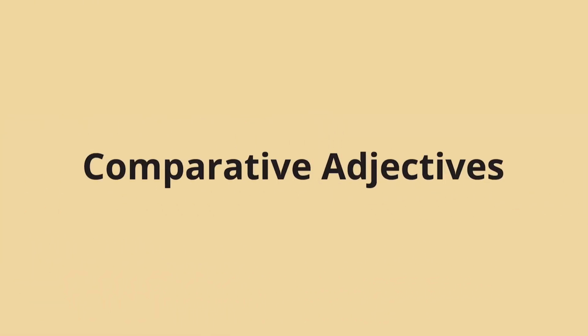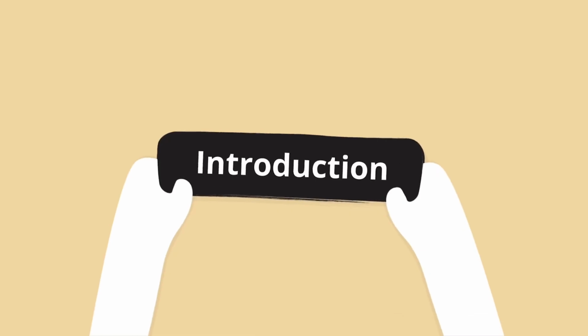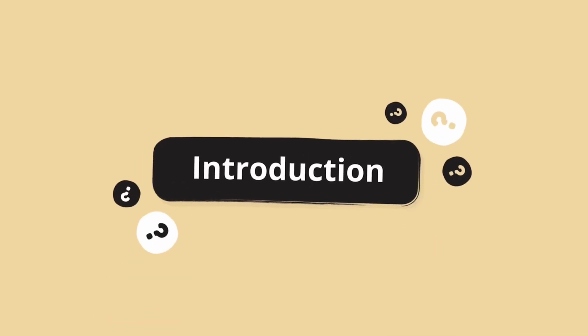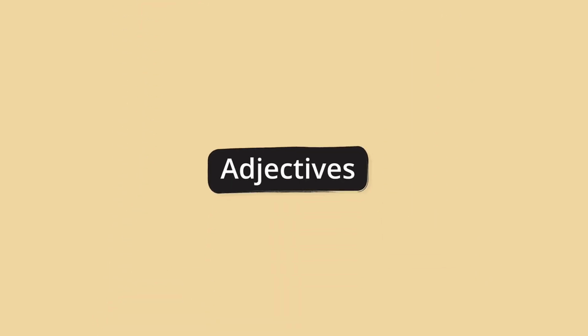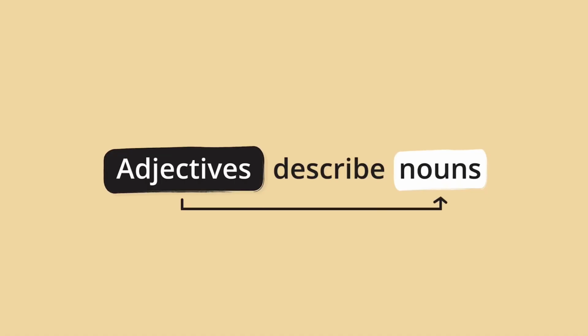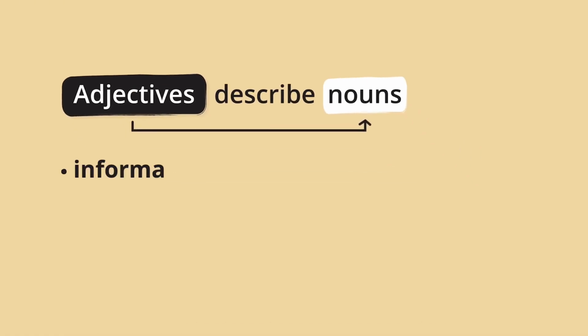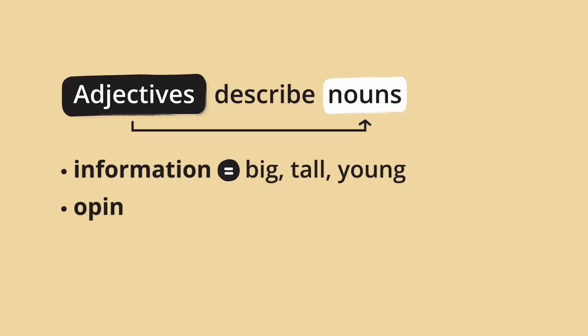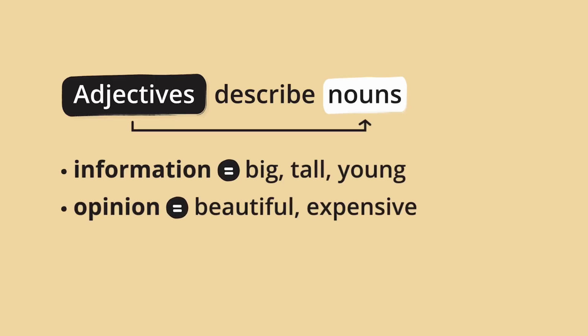Comparative adjectives. What are adjectives? Adjectives are words that describe nouns. Adjectives can give us information such as the size or age of a noun. Adjectives can also tell us someone's opinion about a noun or describe how someone is feeling.